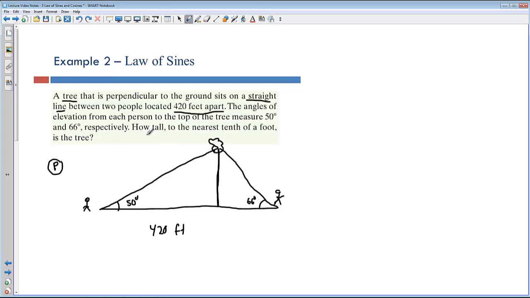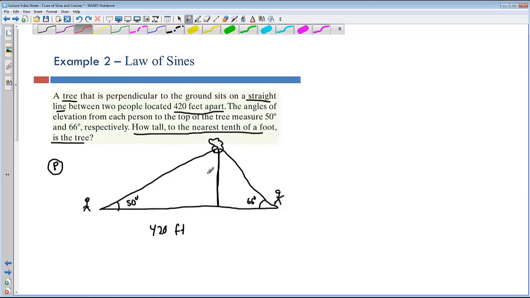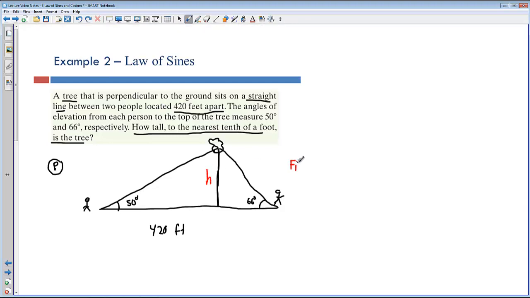And then what do you need to find? You need to find how tall, to the nearest tenth of a foot, the tree is. So what we're looking for is this height of the tree, which we'll call h. So what we're trying to do is find h.